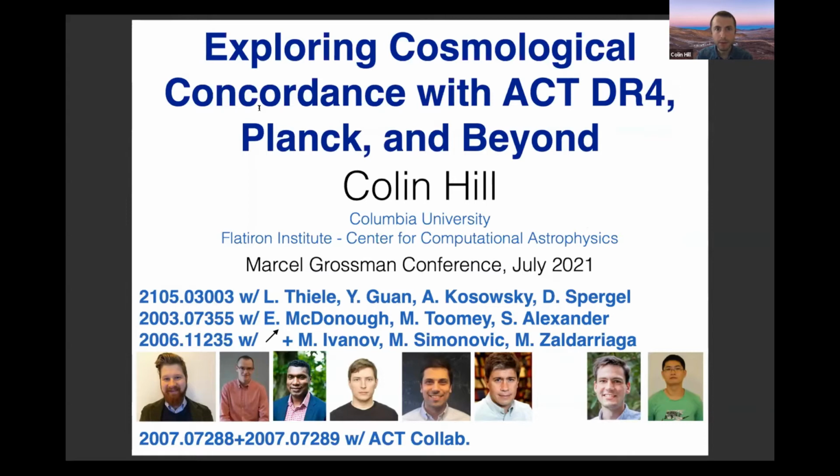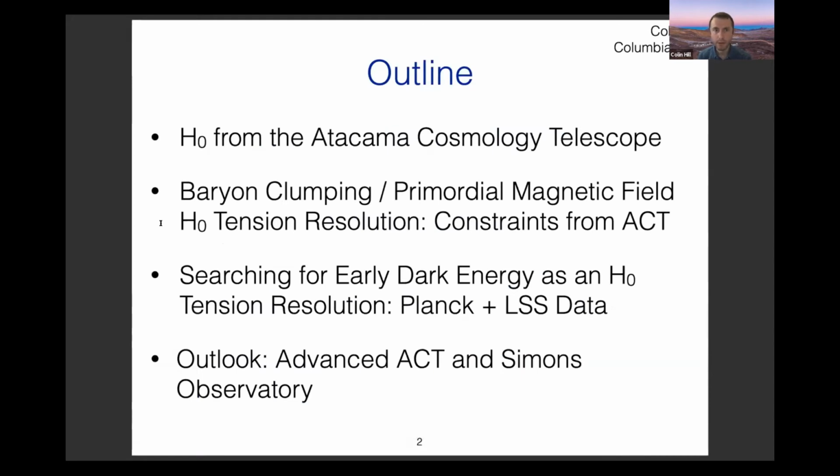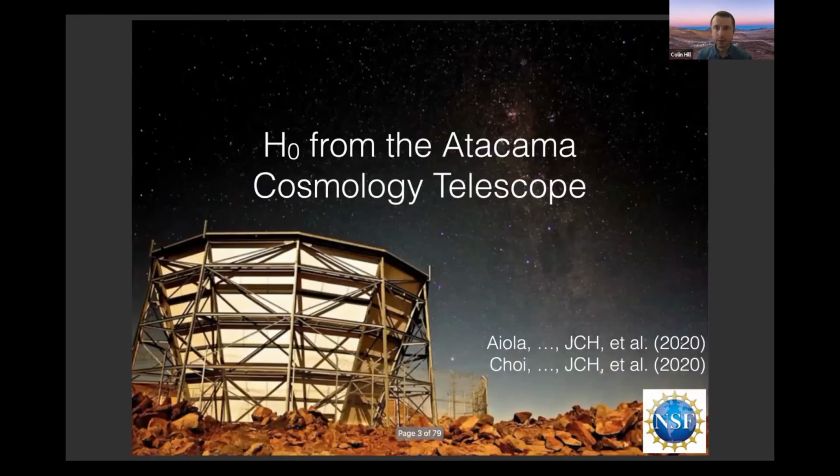So I'm going to talk about this broad topic of cosmological concordance and exploring it with various data sets. This is work with this cast of characters down here. I'm first going to start out by reviewing the status of measurements from the Atacama Cosmology Telescope, ACT, both in the context of lambda CDM, and then turning to some extended models. I'll go through two different approaches toward resolving the Hubble tension. One focused on small-scale baryon clumping as potentially generated by primordial magnetic fields, and then this well-known early dark energy approach.